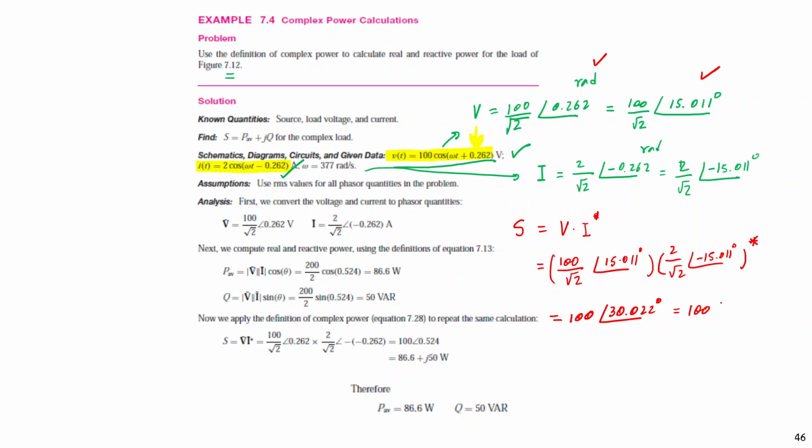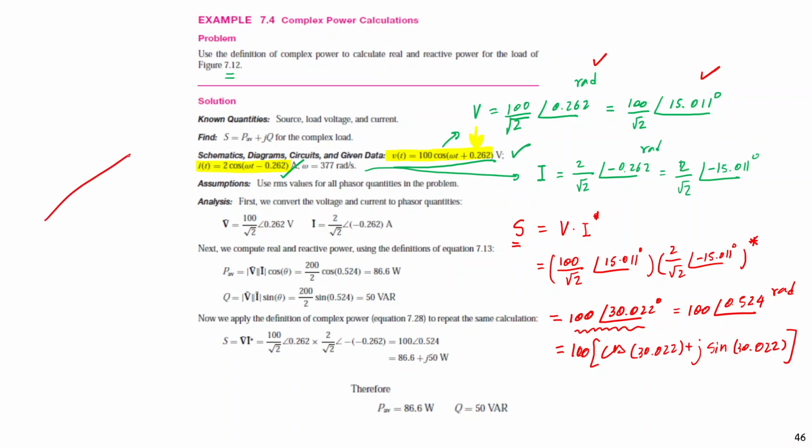How can we calculate it in terms of radian? It should be 0.262 plus 0.262, which is 0.5 radian. And then we can also write it in terms of P and Q. In complex form, it will be 100 times cos 30.022 plus j sin 30.022, right? Because this is a complex value, and it consists of P and Q. This is S, which is P plus jQ.